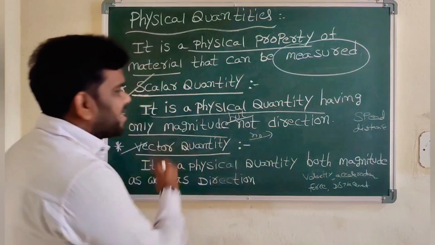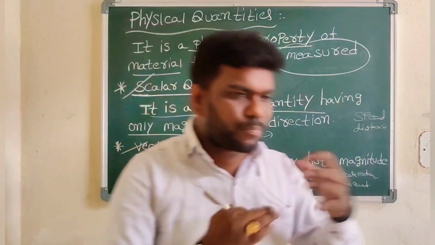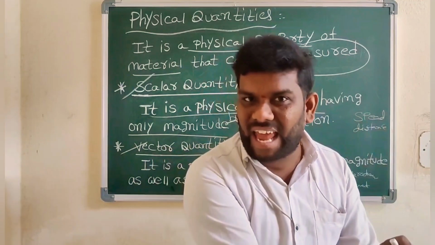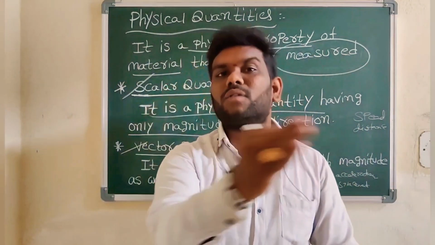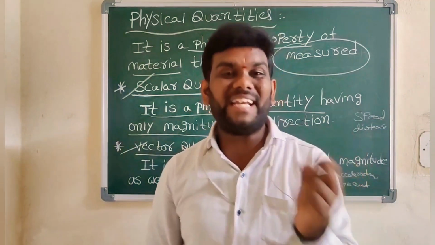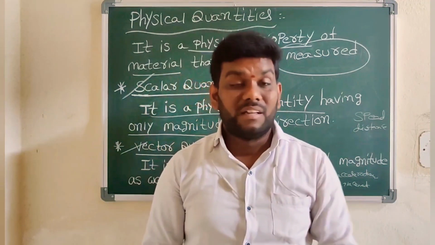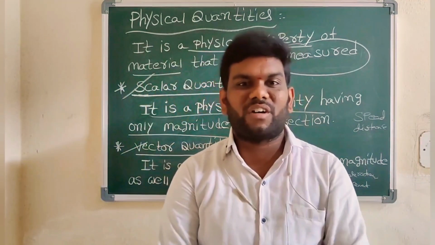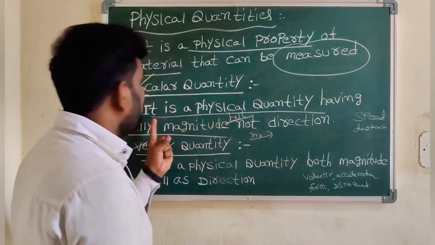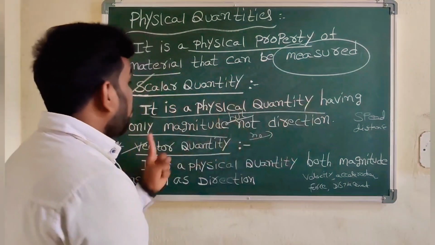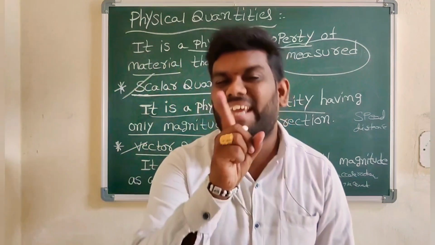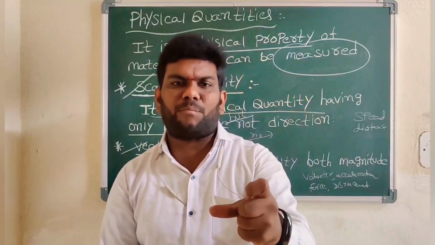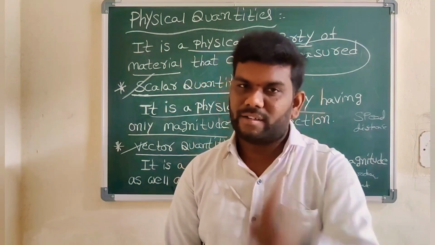So, another example is distance. So, speed equal to distance by time. Yeah, so speed is scalar quantity, and distance is also a scalar quantity because speed is equal to distance by time. Then finally, speed is a dash quantity. What is that? Scalar quantity. What is scalar? It is a physical quantity having only magnitude but no direction. That is called scalar quantity. The best example of scalar quantity is speed.